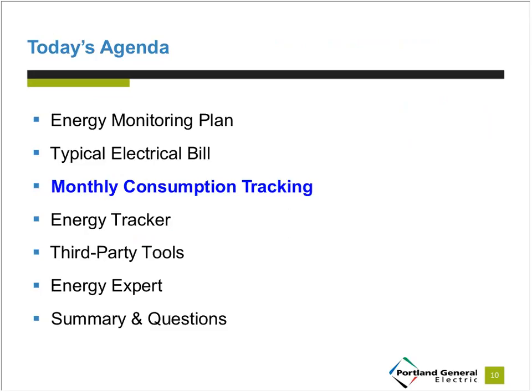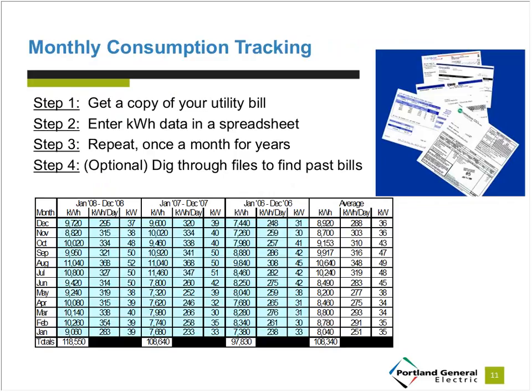So we've looked at one place we can get information, and so now we want to look at, well, what can we do with this information? And one thing we can do is create a tracking chart. It can be simply done using the same billing information that you get on your bill that we just talked about. You get a copy of your utility bill.